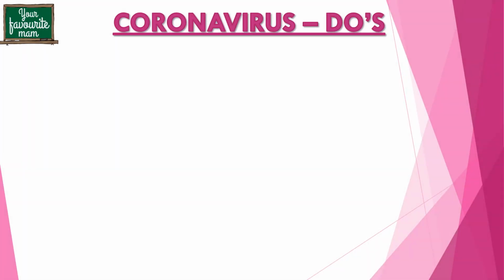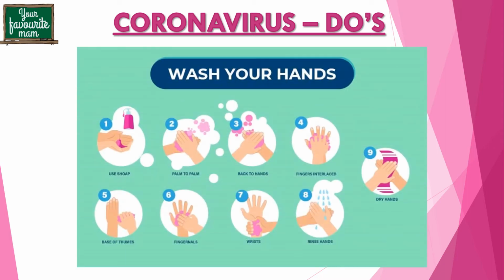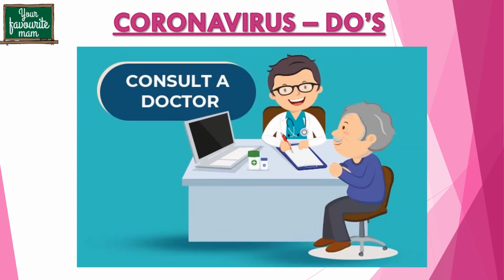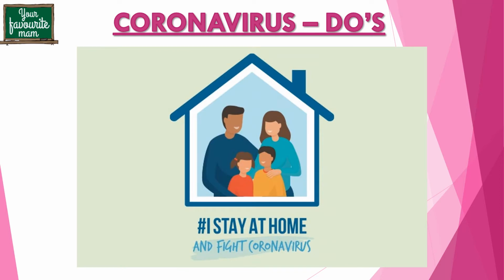So to beat this coronavirus, there are certain do's and don'ts that we must strictly follow. Like, we must wash our hands very frequently for a minimum of 20 seconds with soap and water. Whenever out in public, we must cover our mouth and nose. If we feel any symptoms like a fever above 104 degrees Fahrenheit or shortness of breath, we must not self-medicate and consult a doctor. And last and the most important is stay at home and prevent the spread of coronavirus from one person to another.